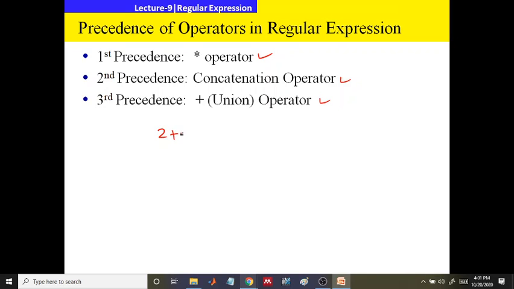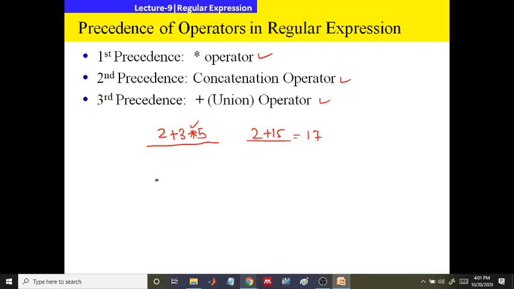If I write 2 plus 3 multiplied by 5, here you see which one will be performed first. Multiplication operator is having higher precedence than plus operator. So I will first multiply 3 into 5, 15, plus 2. So I will get 17.